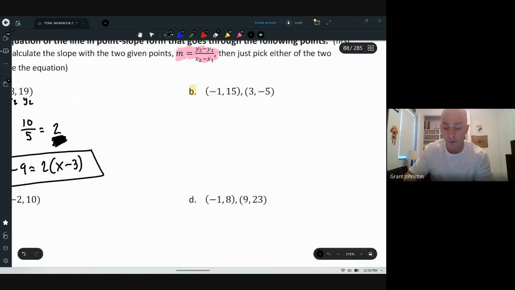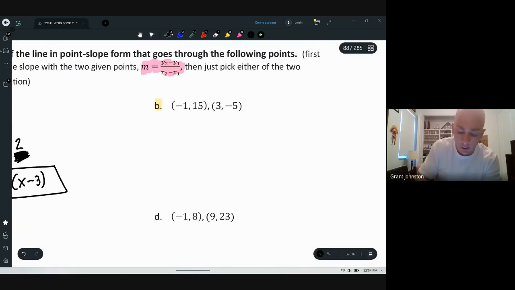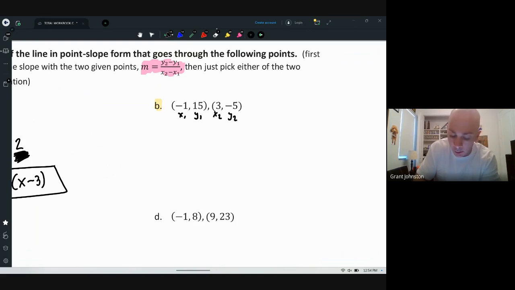Okay, so let's first find the slope. So let me just call this x1, y1, x2, y2. My slope, so y2 minus y1, so it'd be negative 5 minus 15 over x2 minus x1, 3 minus negative 1. Negative 5 minus 15 is negative 20. 3 minus negative 1 is 4. Negative 20 divided by 4 is negative 5. So my slope is negative 5.